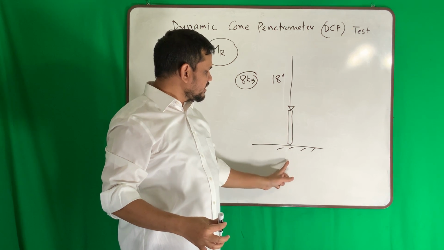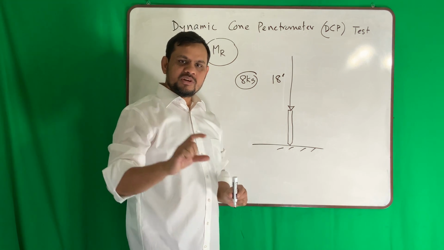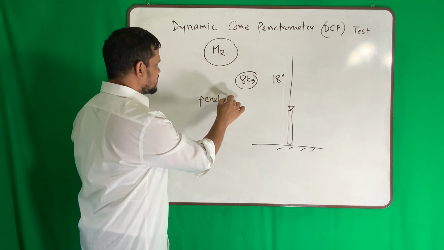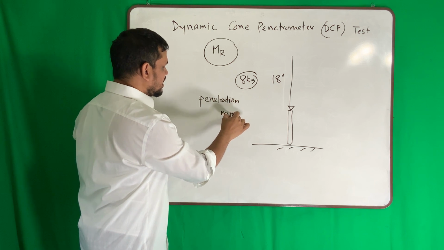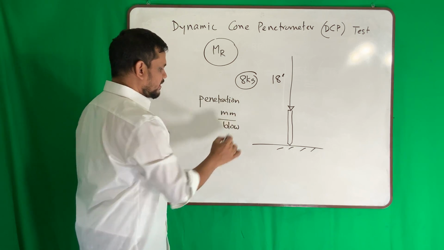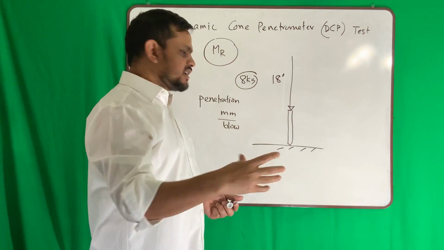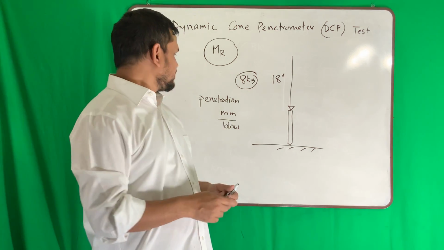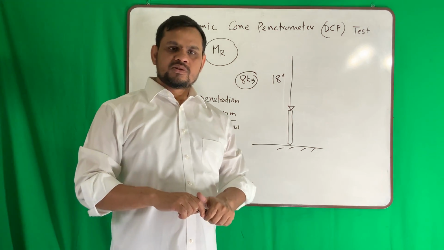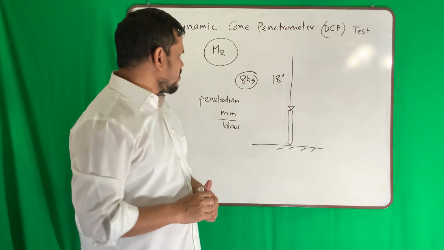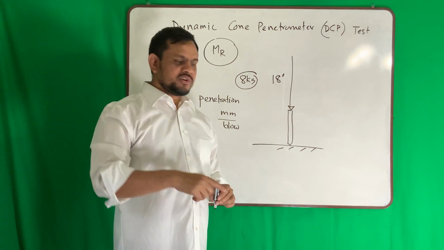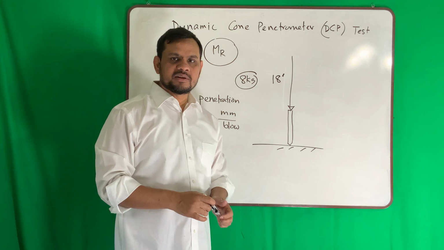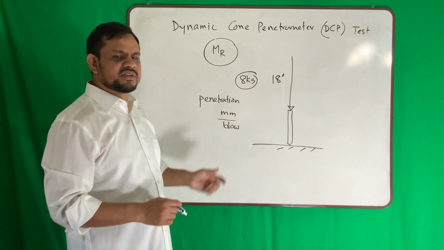How much will it penetrate? Yes, for different drops, we measure that penetration in millimeter per blow. Say we apply 10 blows and it penetrates, say, 20 millimeter. That means 20 divided by 10, so we take the average penetration. At the beginning, we discard a few blows because at the surface there are so many irregularities. After a few cycles, we start counting. So hopefully you understood. Very simple concept.